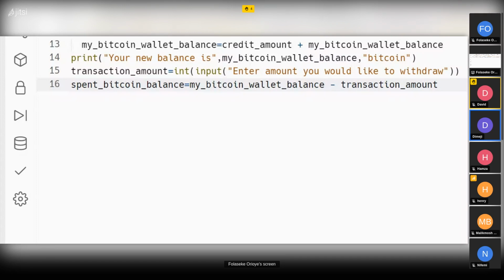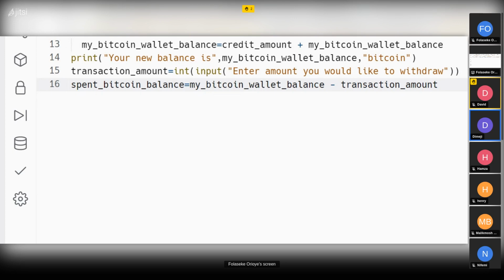So line 16 is telling us the spent Bitcoin balance, like what we have spent out of her original balance. It is the balance that she withdrew, taken away from her original balance. Okay. All right. Thank you.